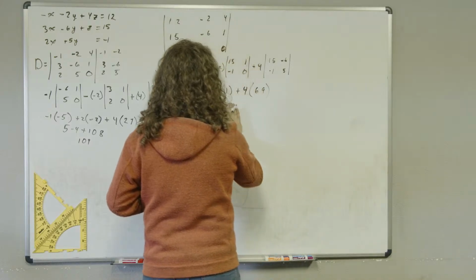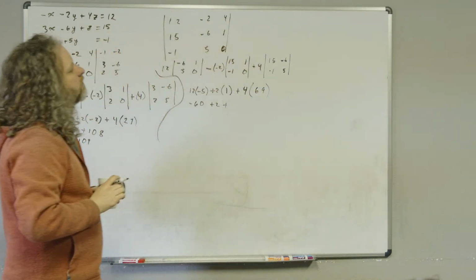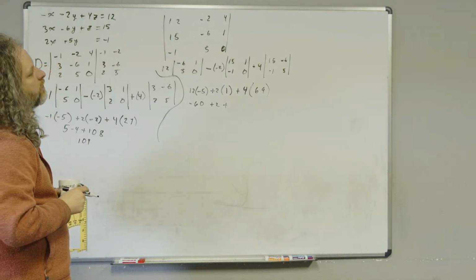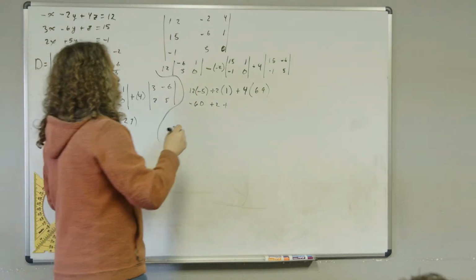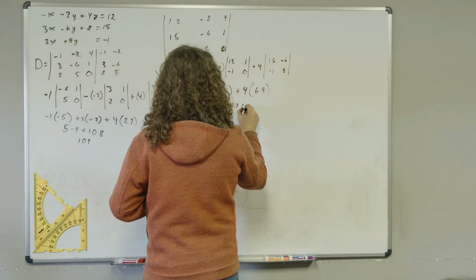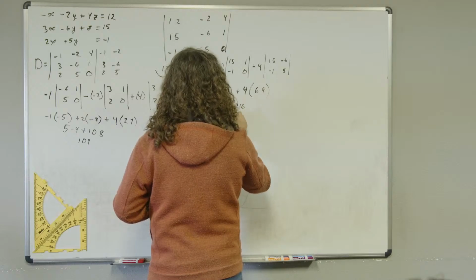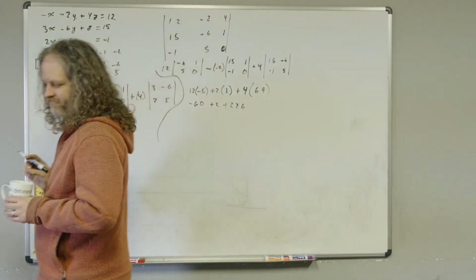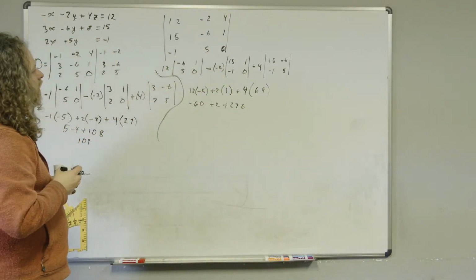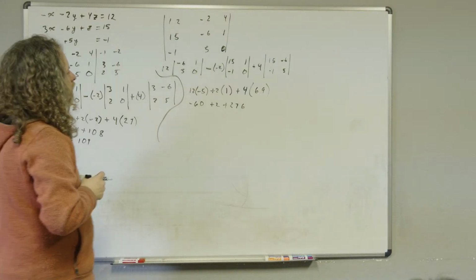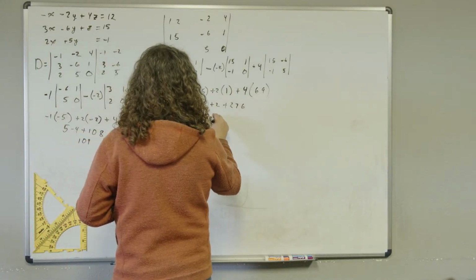Yes. 4 times 69 is 24 plus 30, 240 plus 36 is, yep, 276. Yes, that's right. 218. Woohoo. I have to keep going.